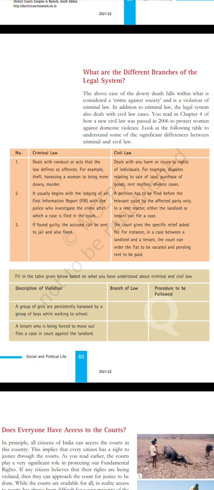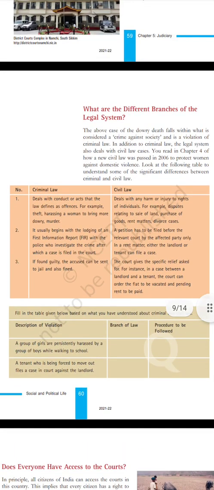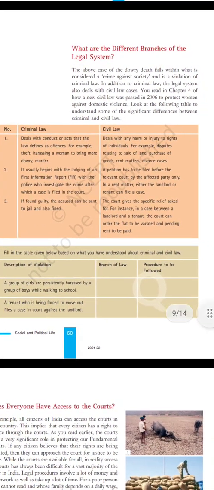In civil law, a petition has to be filed before the relevant court by the affected party only. In a rent matter, either the landlord or tenant can file a case. In criminal law, if found guilty, the accused can be sent to jail and also fined. In civil law, the court gives the specific relief asked for. For instance, in a case between a landlord and a tenant, the court can order the flat to be vacated and pending rent to be paid.